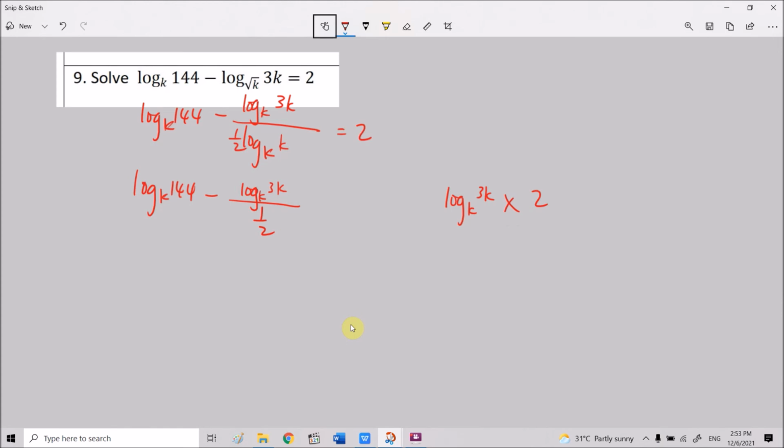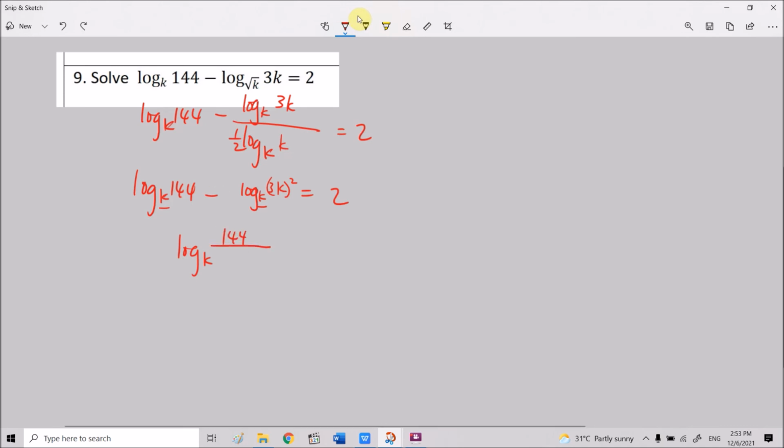So it actually becomes 2 here. And don't forget the 2 here, we can bring the 2 up so that it becomes the power of 3k. So now they have the same base. We can combine these two terms by using the law of logarithms. It becomes 144 over 3k squared, because it's a minus, so it's a divide, equals 2.